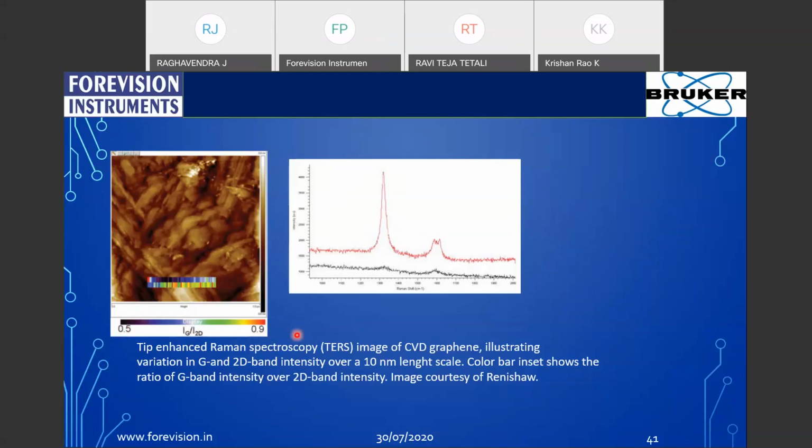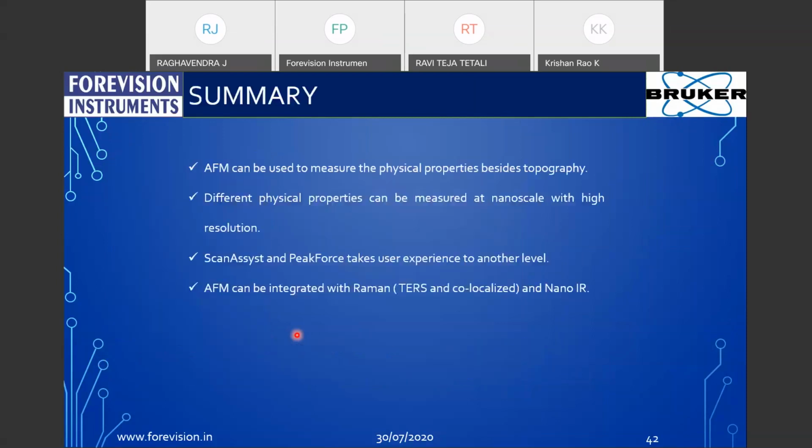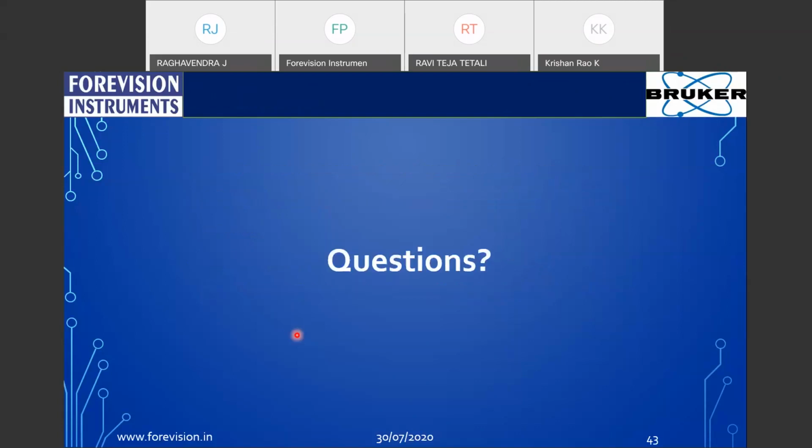And in order to summarize my talk, AFM can be used to measure physical properties besides topography, and we can measure different physical properties at nanoscale with high resolution. And ScanAsyst and PeakForce will take users' experience to another level, and novice users can also get beautiful images from the AFM. And AFM can be integrated with optical techniques such as Raman as well as nano IR techniques. The session is open for questions.